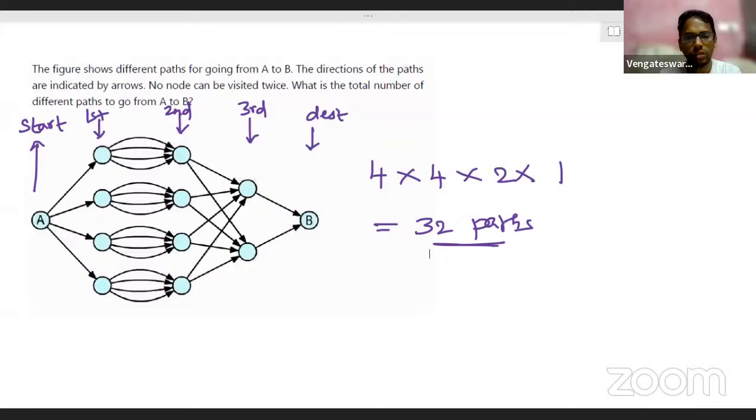I know you can do this question, but the easy calculation behind it, that's what I just wanted to show you. Simple.